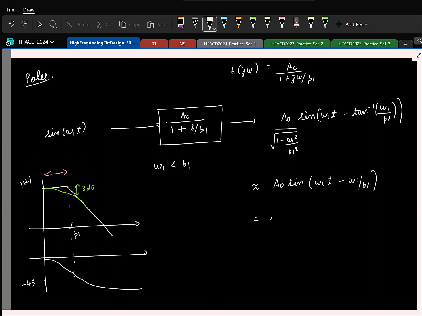So if I rewrite it, I'll have sine of, I'll take omega 1, right? So in steady state, this is the output I'll have, and what can you say about the output? When you compare it to the input, how does it look like? Yeah, it looks like the output is kind of a delayed version, right? So you have a time delay, and the delay is approximately 1 by p1.